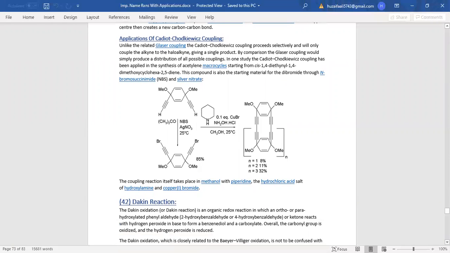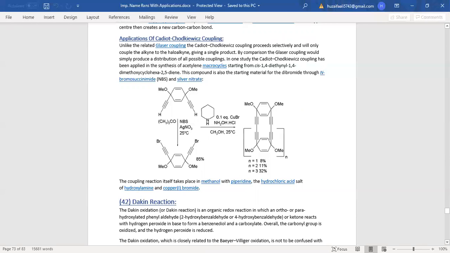Applications. Unlike the related Glaser coupling, the Cadiot-Chodkiewicz coupling proceeds selectively and will only couple the alkyne to the haloalkyne, giving a single product. By comparison, the Glaser coupling would simply produce a distribution of all possible couplings.